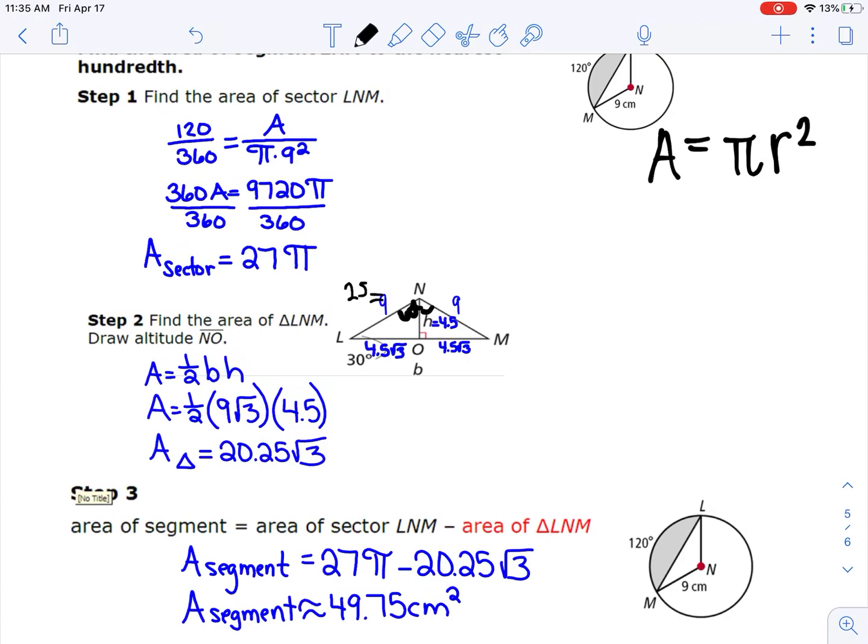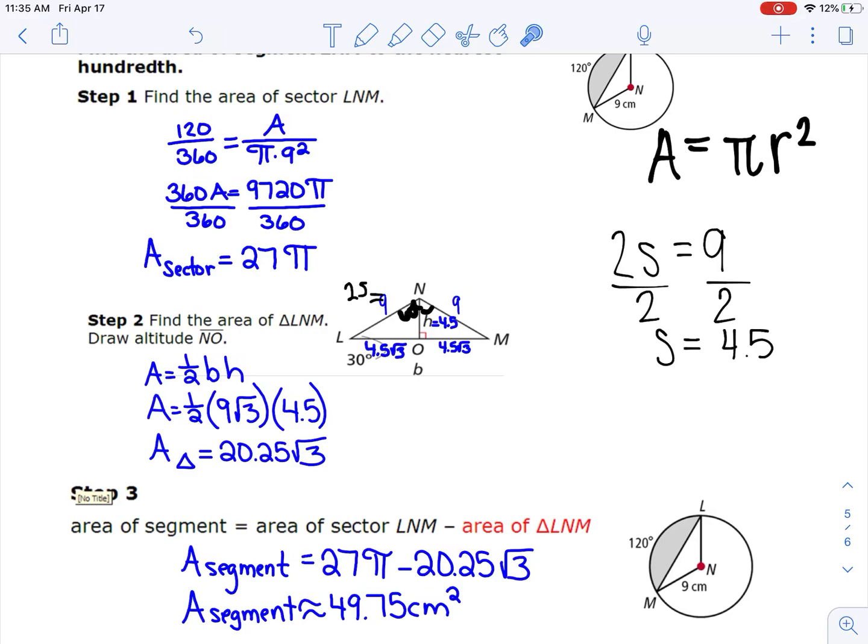So to find our shortest side, or our height, we have 2s equals 9. We can divide both of those by 2, and that gives us s equals 4.5. So that's how we get our height, NO, equals 4.5. Then, to find our longer of the two legs, we take our short side, 4.5, times the square root of 3. So that's how we get 4.5 root 3 here.